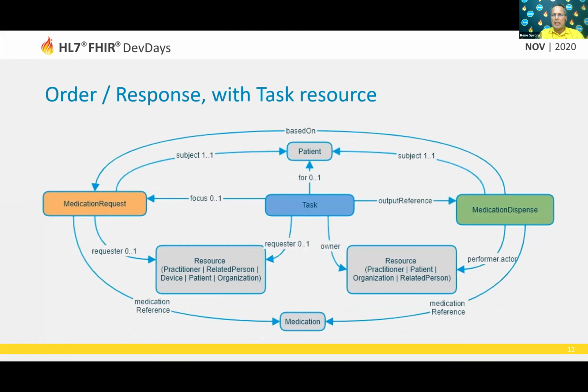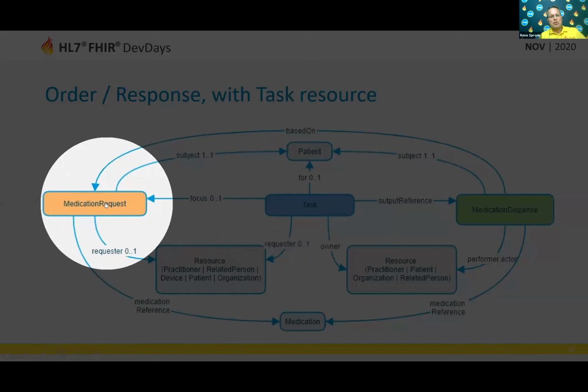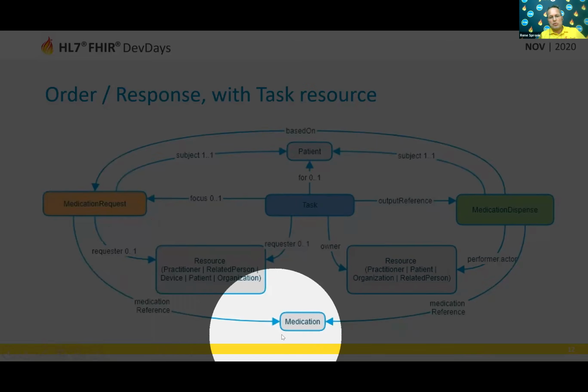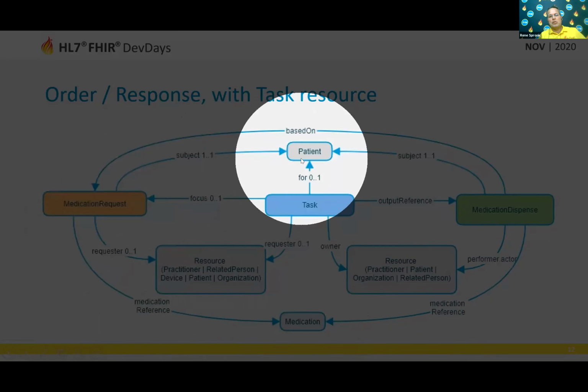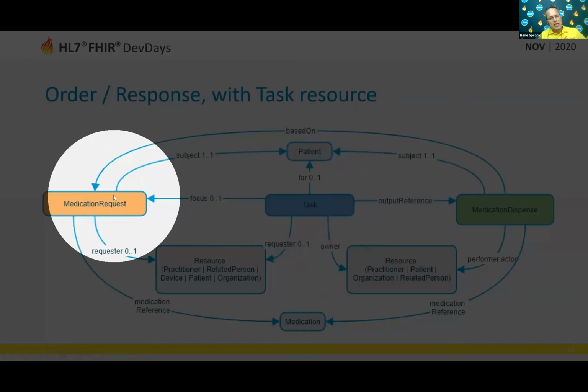Now, if we start looking at the relevant resources again and how those are interrelated by means of FHIR references, then on the left-hand side, we see the medication request again. And the medication request is done by some requester. It is related to some medication, and the medication request is related to the patient. And we have task basically to identify that we want to have that activity done.